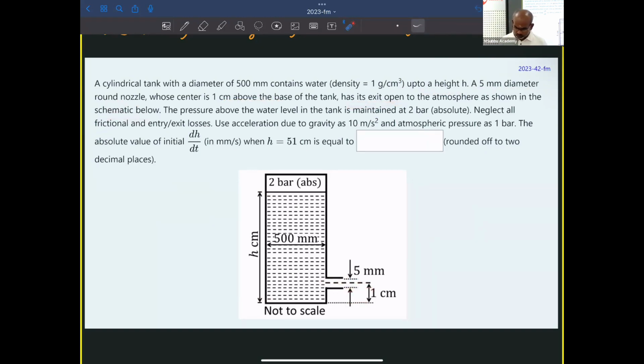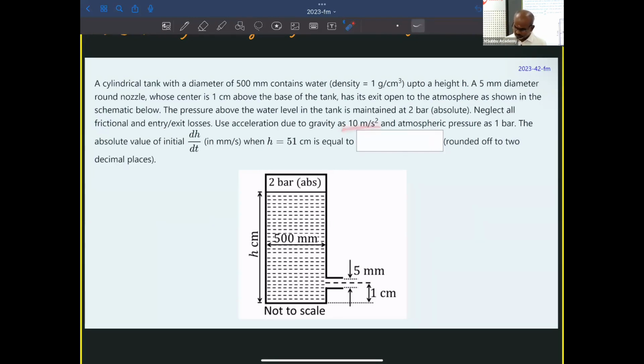The pressure above the water level in the tank is maintained at 2 bar absolute. Of course, the nozzle exit is open to the atmosphere. And neglect all frictional and entry exit losses. Okay, that means we are simply taking the Bernoulli equation as such without any loss term.